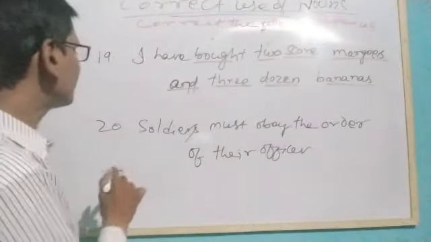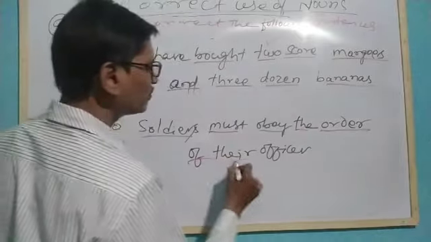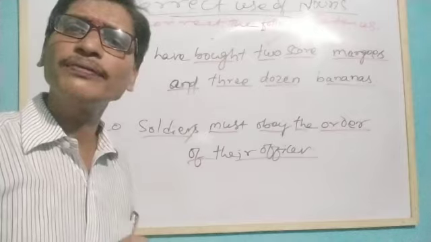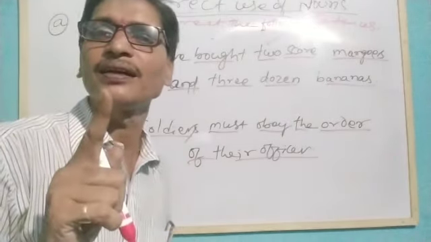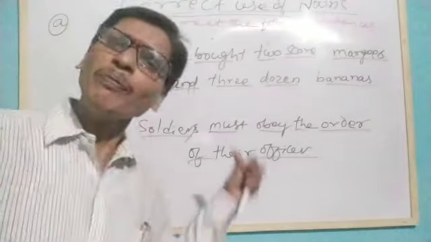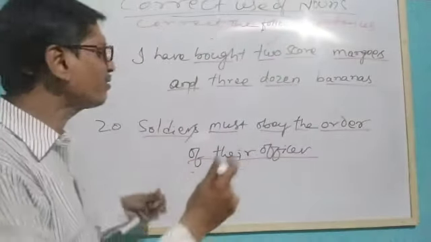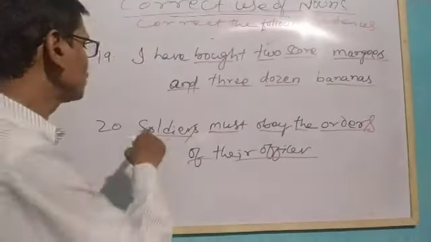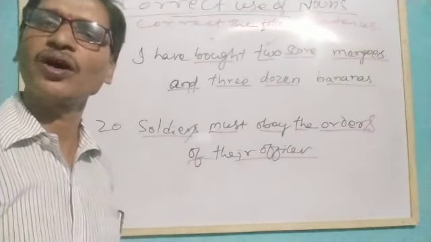Next, see: soldiers must obey the order of their officers. When officers give an order, it is not a single order. It is often a lot of orders given at a time or from time to time. Therefore, we cannot write order as singular. So we should make it orders: soldiers must obey the orders of their officers.